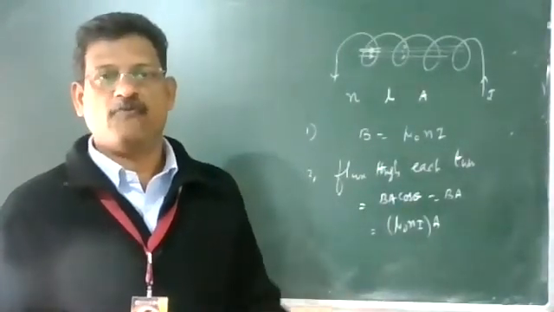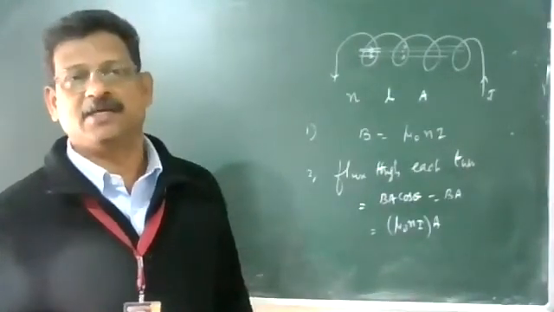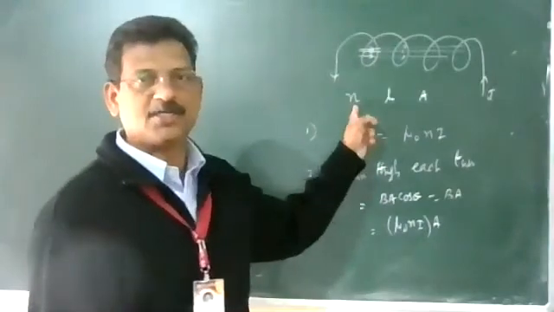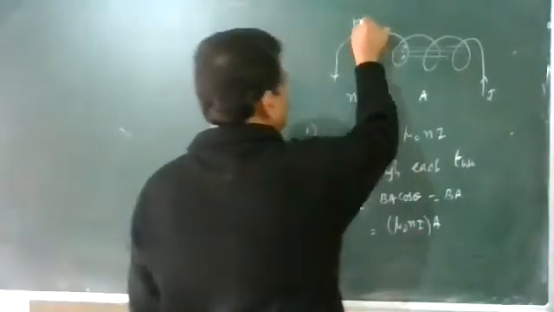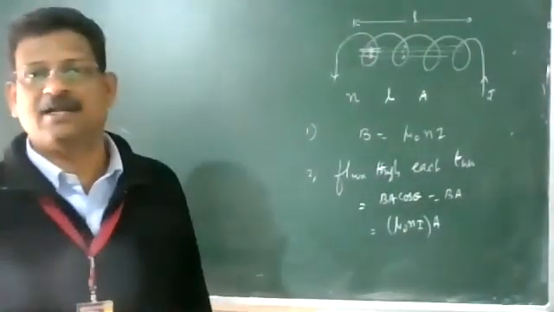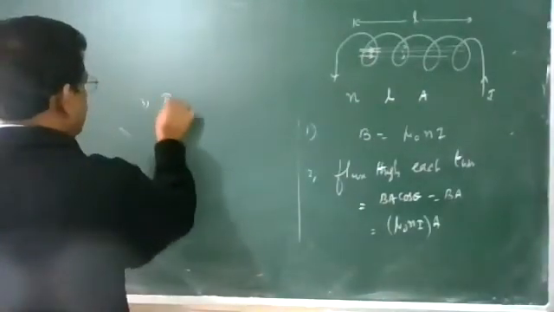Next point: what is the total flux? How many turns are there? n is the number of turns per unit length and l is the length of the solenoid. So in length l, how many turns are there? n l turns are there. So next point, what is the total flux?